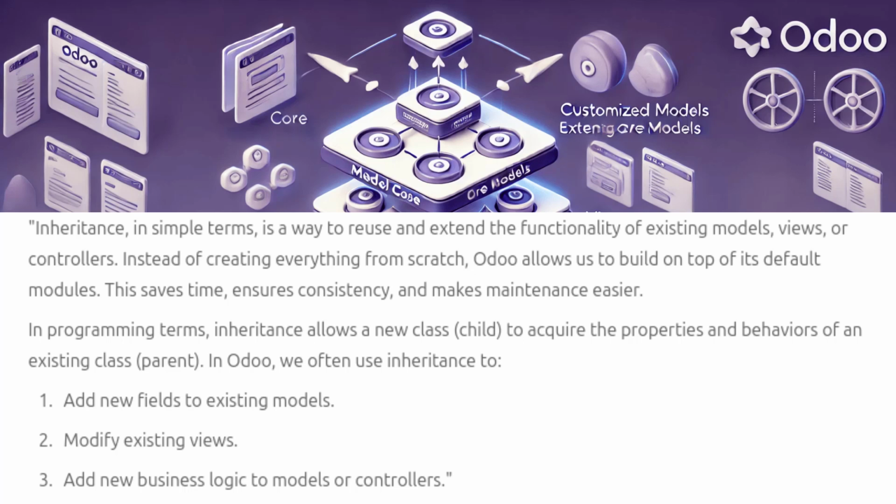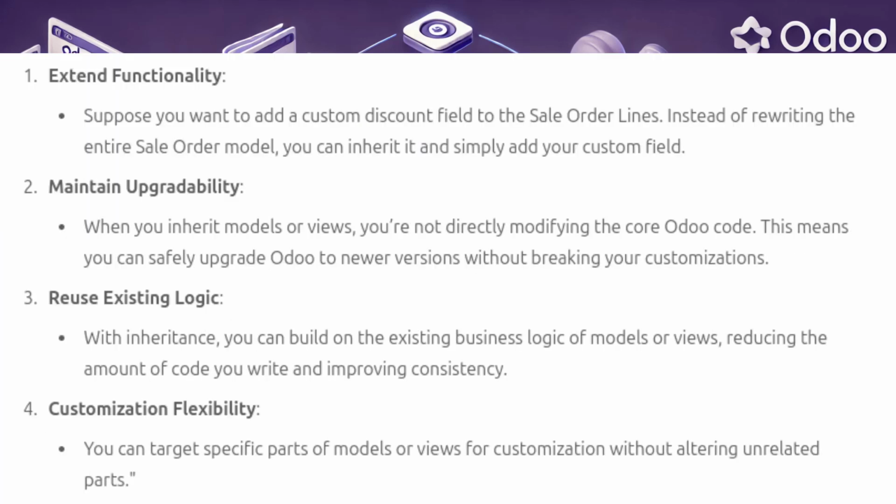Why do we use inheritance in Odoo? So, we use it to extend functionality. Suppose you want to add a custom discount field in the sale order lines. Instead of rewriting the entire sale order model, you can inherit it and simply add your custom field.